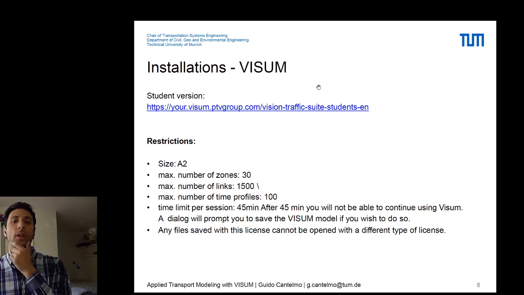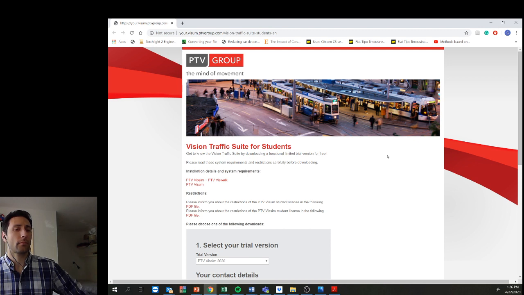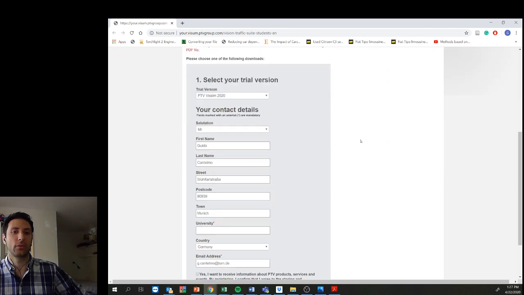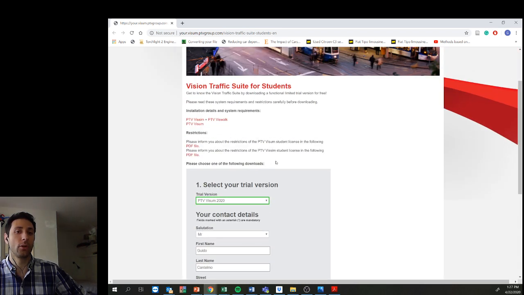And I will also show you where to download the Visum file now. So let's see, yeah. This is the web page where you can download Visum. It's really, really easy. You just have to select the version of Visum you want to use. Visum, that's important, not Visim. We want to download Visum. Then you will have to download all the information here, and you will be able to download it.